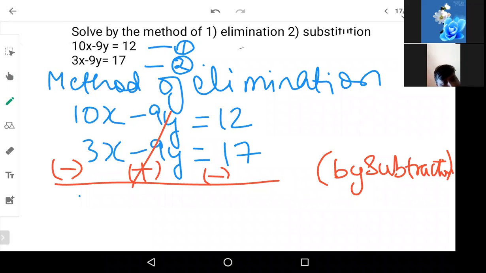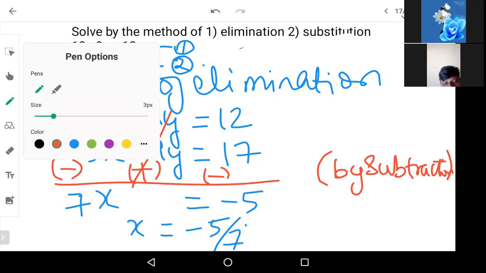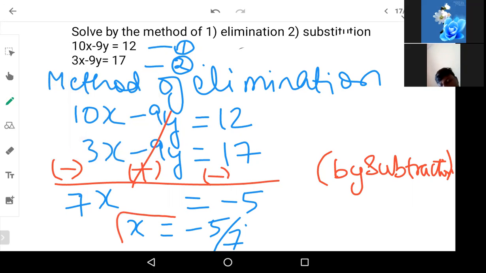10x minus 3x will give me 7x is equal to 12 minus 17 will give me minus 5. Here on one side you have minus 5. So x is equal to minus 5 and this 7 will come down. So minus 5 divided by 7. That's all. Easy. This is the value of x, minus 5 by 7.